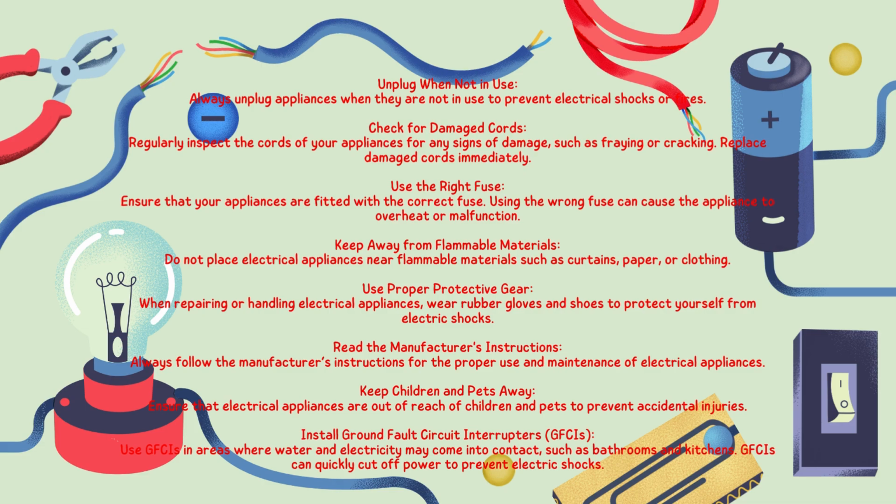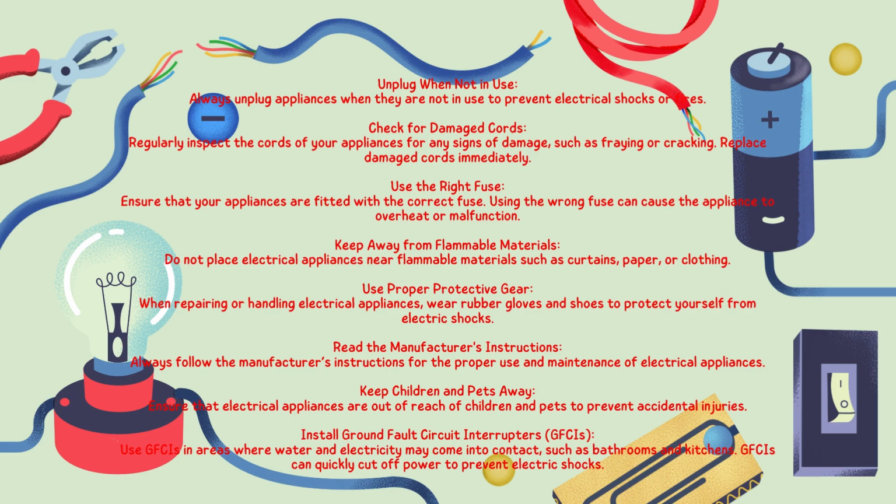Regularly inspect the cords of your appliances for any signs of damage, such as fraying or cracking. Replace damaged parts immediately. The third one is ensure that your appliances are fitted with the correct switch. Using the wrong switch can cause the appliances to overheat. The fourth one is keep away from flammable materials. Do not place electrical appliances near flammable materials such as curtains, paper, or clothing.